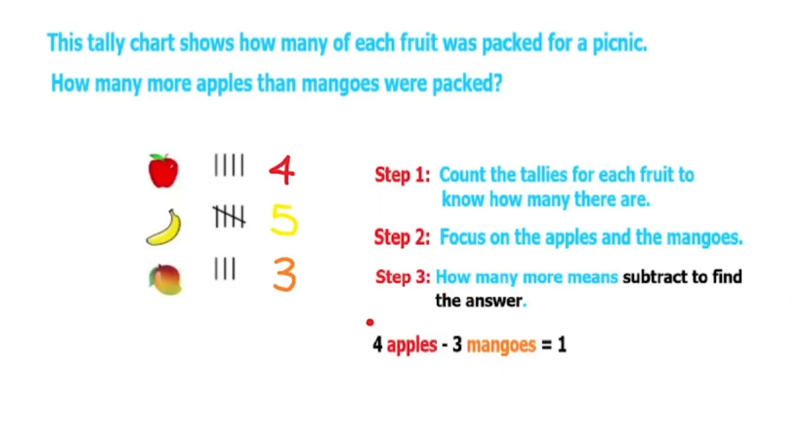So we're going to subtract 4 apples minus 3 mangoes, and that equals 1. 4 minus 3 equals 1. So there is 1 more apple than there are mangoes, and that's the answer.